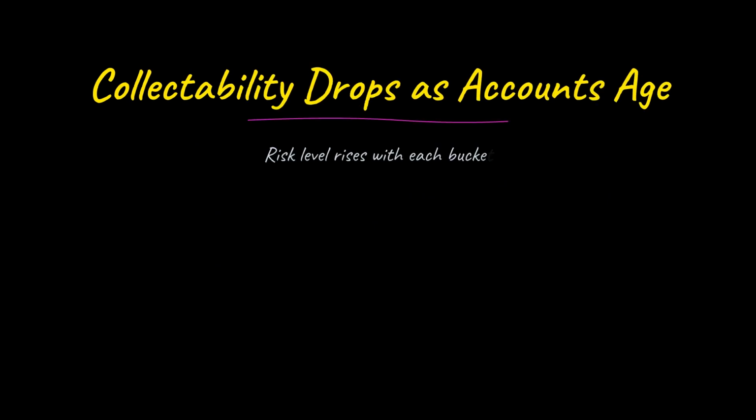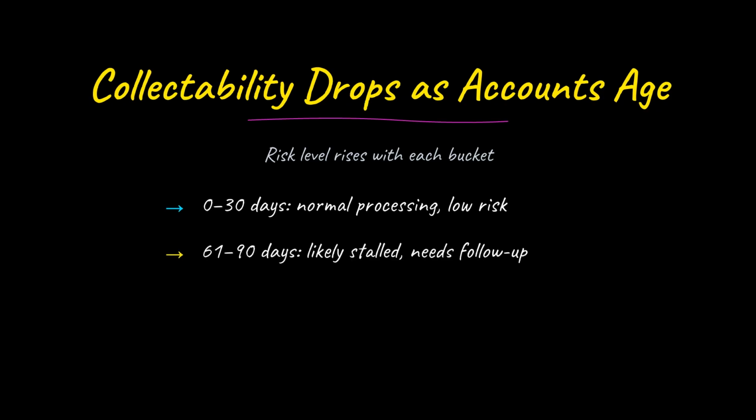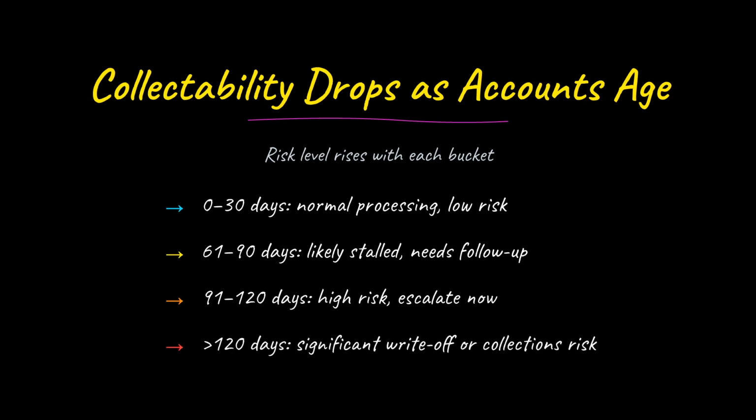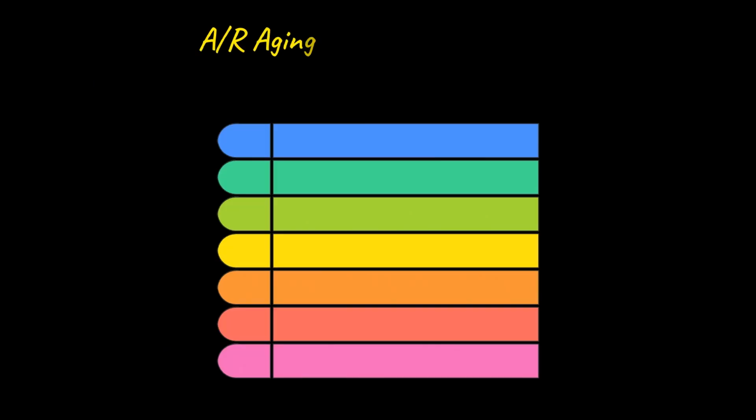The reason these buckets matter is that the probability of collecting an account falls as it ages. A claim under 30 days is normal processing, but by 90 days something has stalled. Past 120 days, especially near timely filing limits, the account is at serious risk of being uncollectible.